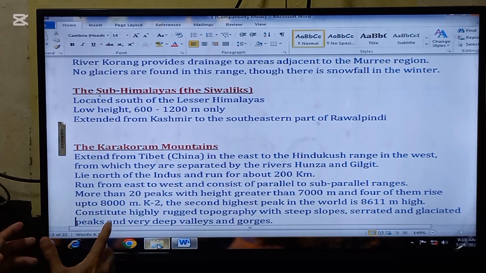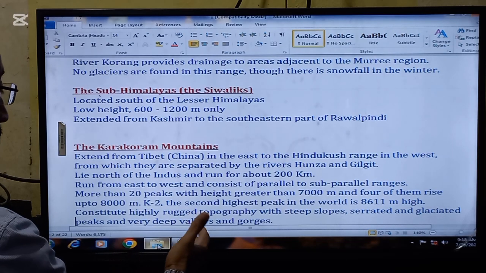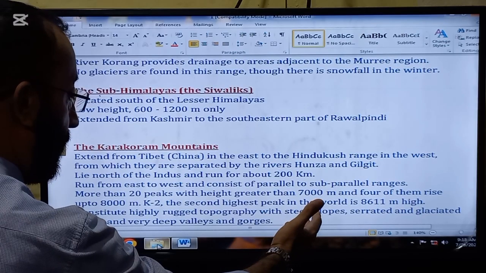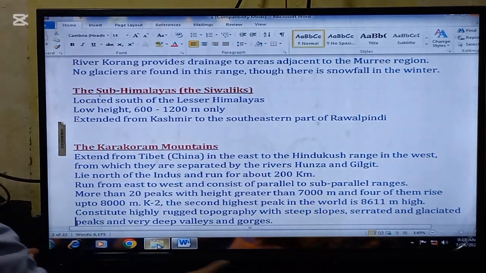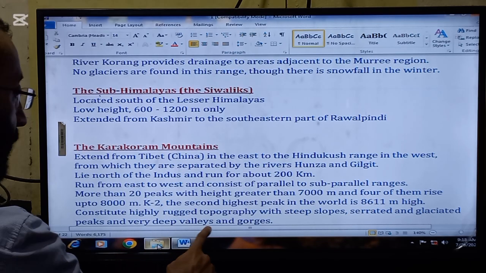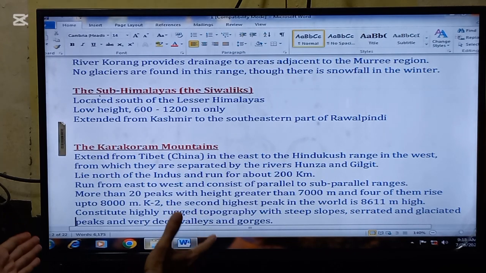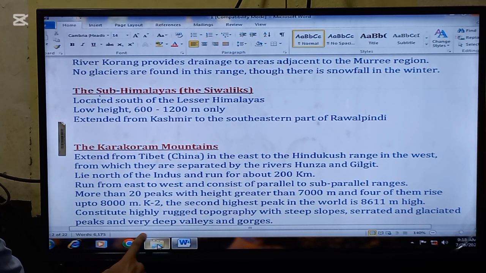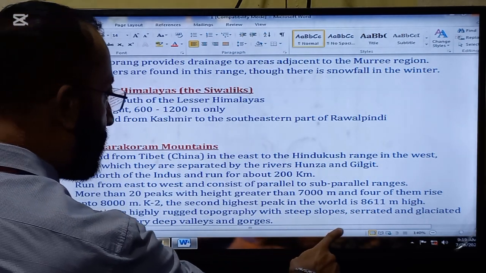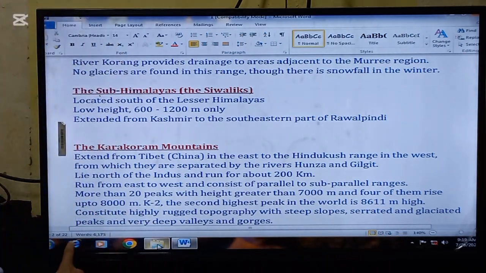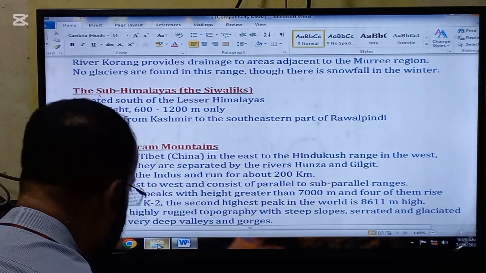So this is one of the very rare mountain ranges in which more than 20 peaks with a height greater than 7,000 meters, and 4 of them rising up to 8,000 meters, are located. K2, the second highest peak in the world, is 8611 meters high, which is also located in this Karakoram mountain range. It constitutes highly rugged topography with steep slopes, serrated and glaciated peaks, and very deep valleys and gorges.